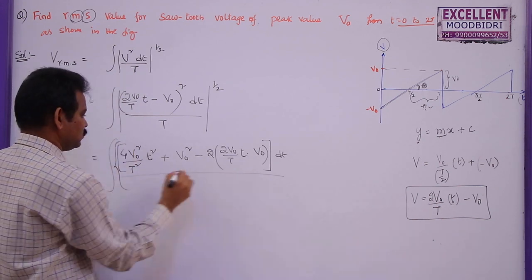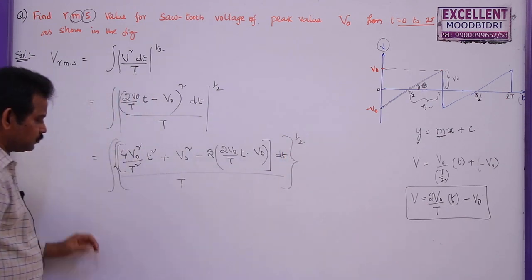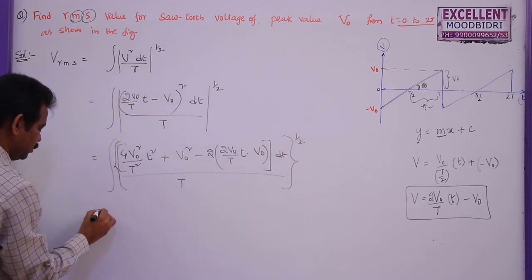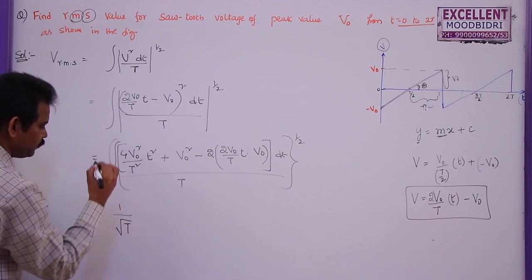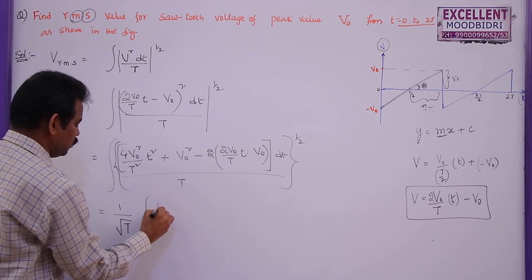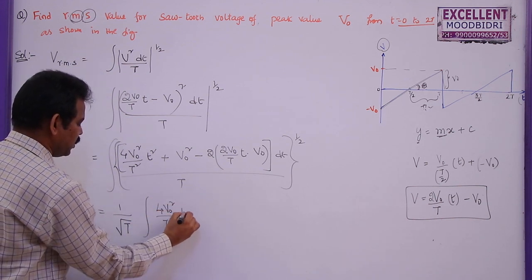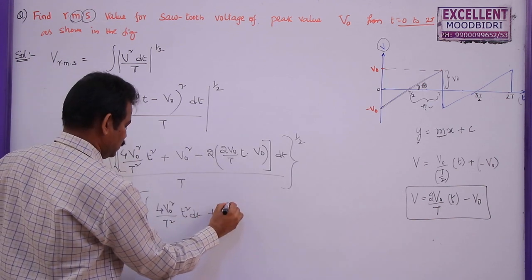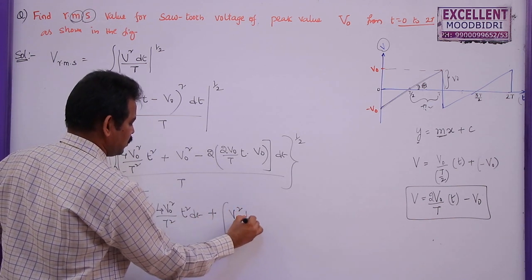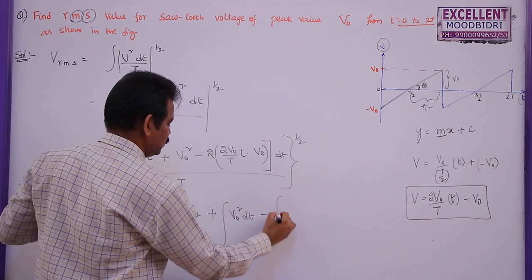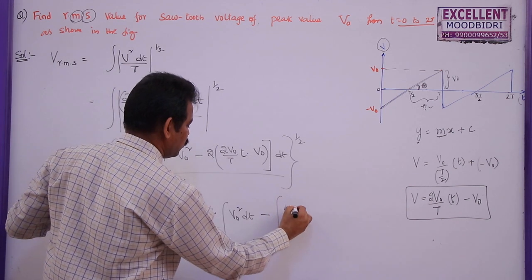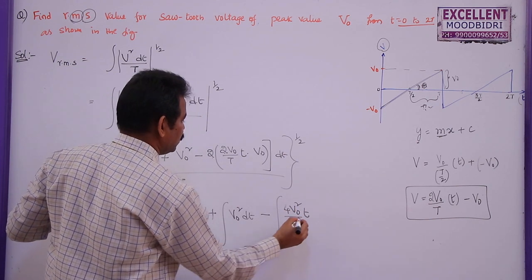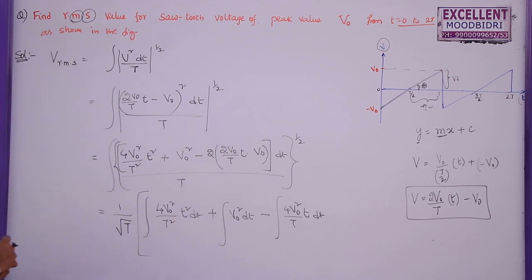So whole power 1 by 2. As T is a constant, as we are going to integrate this one, T power 1 by 2, you can write this as 1 by root T. So the remaining terms are the integral of 4 V0 square by T square t square dt, plus the second term, the integral of V0 square dt, minus the integral of 2 twos are 4 V0 by T into t, this V0 into V0 is equal to V0 square, dt.